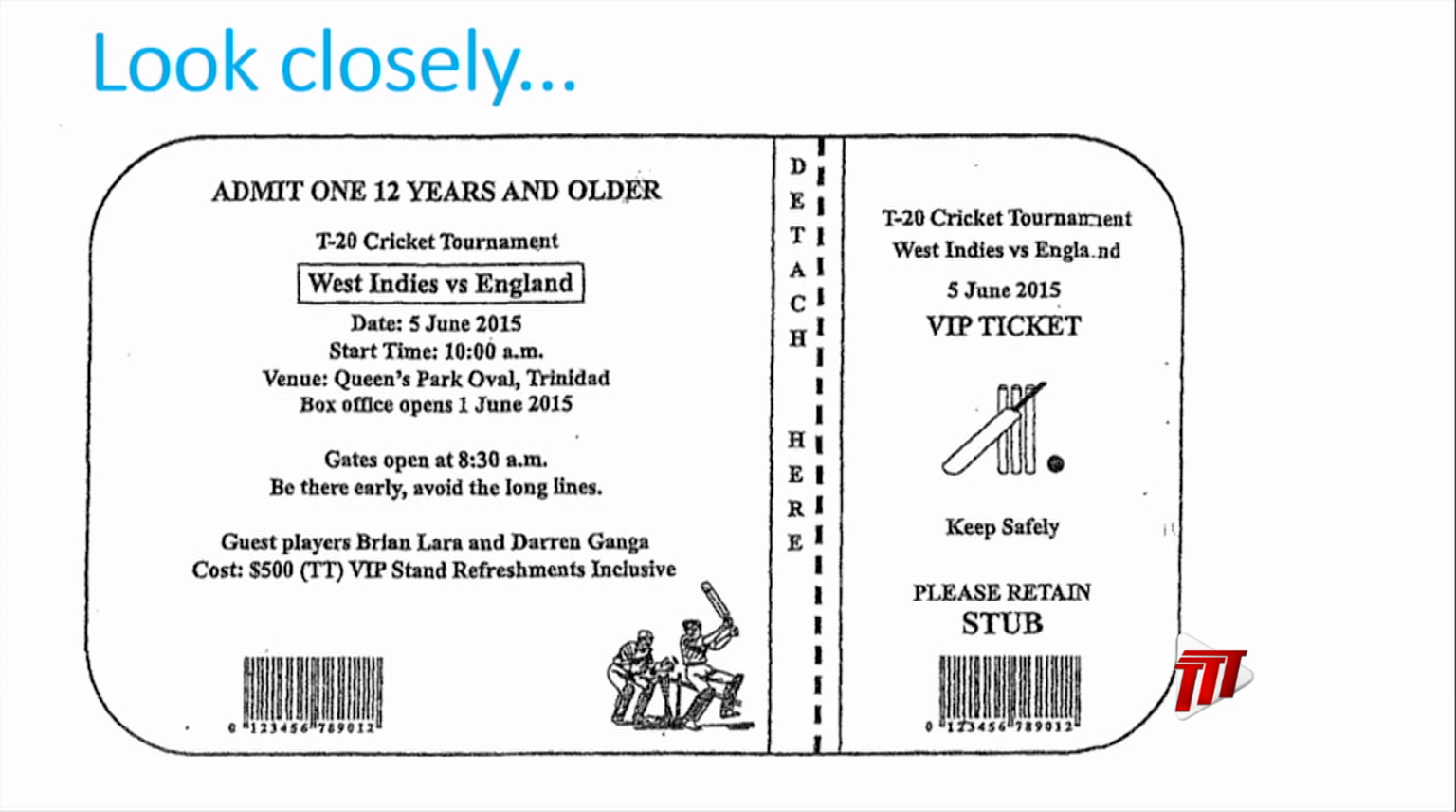We're given some additional information. Gates open at 8:30 a.m. Be there early, avoid the long lines to get in. Our next bit of information that we are given would be guest players on the day would be Brian Lara and Darren Ganga. The cost of our ticket is $500 TT, and this would be for the VIP stand, refreshments inclusive. Why would the author want to include information about guest players on the day?